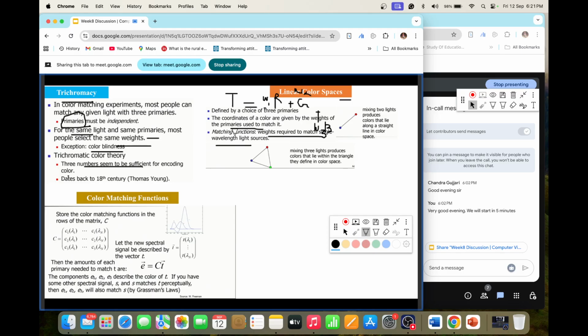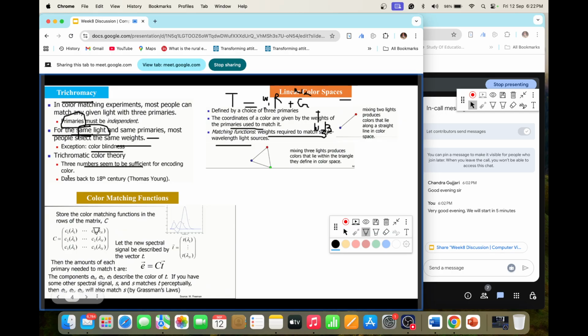Color matching, same thing. So this C1, C2 and C3 that we are associating with a single wavelength. Because here you can see the statement for the same light. Whenever we are talking about same light, the wavelength must be the same, and the same primary, we have the same primary R, G and B. So we are calling it the same light.